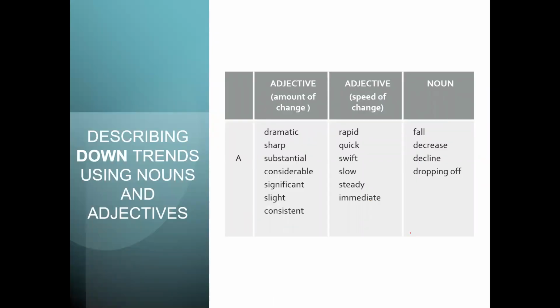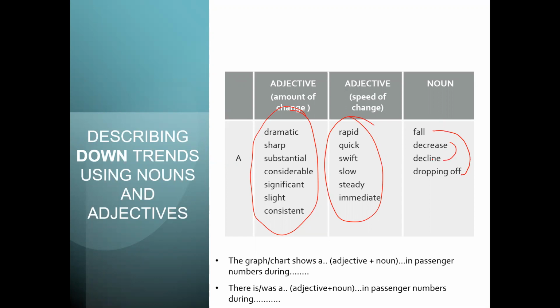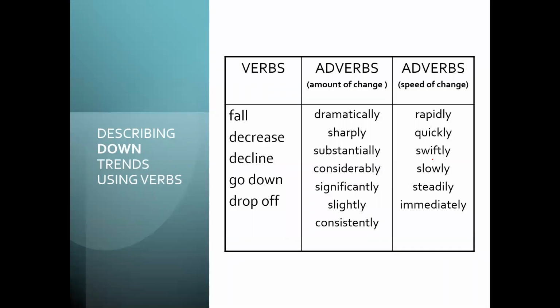The next one is describing the down trends using nouns and adjectives. I think that this is quite similar with the up trends using the noun and adjective. So you can say this one, yeah, for the amount of change, and then this one for the speed of change. Yeah, but the difference is you can use fall, decrease, decline, and drop off. Kalau misalnya fall sama drop off itu sama, decrease sama decline itu sama. Okay.